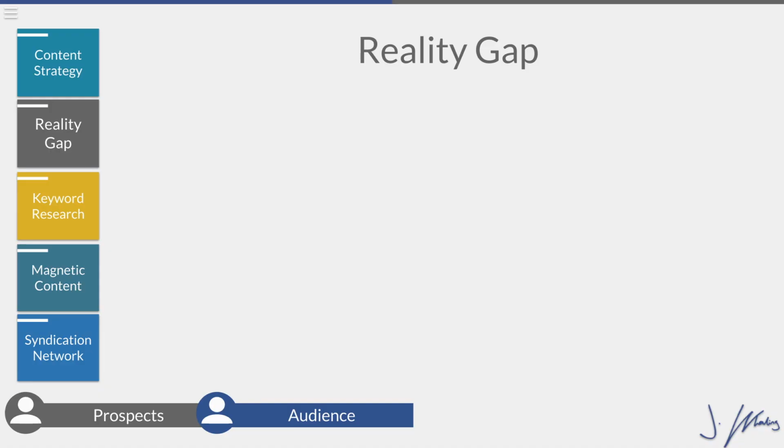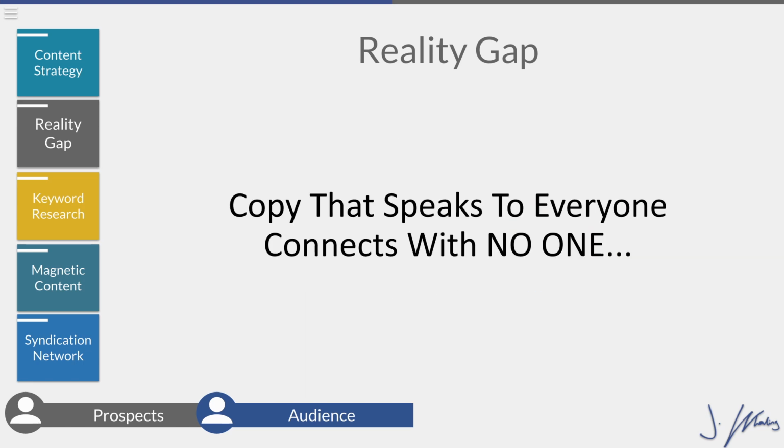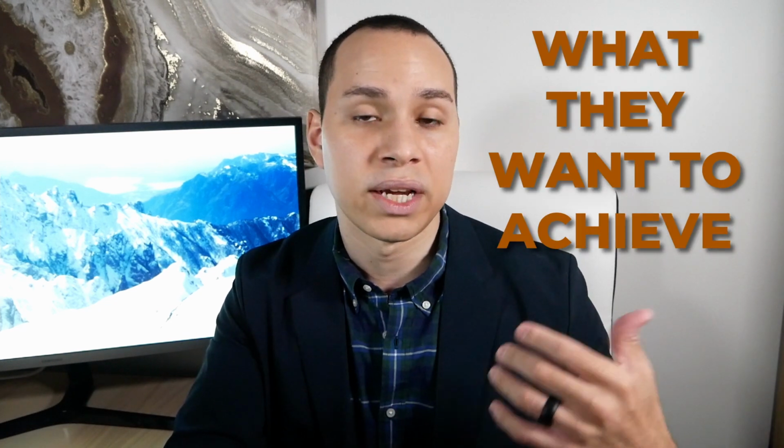So there are 3 questions you want to ask. Who are they? What do they want? And what's in their way? Because copy that speaks to everyone winds up connecting with no one. And so using these 3 questions, we'll be able to make sure that we're really focused on what our ideal customers and prospects are currently struggling with, what they're thinking about, and what they're trying to achieve.